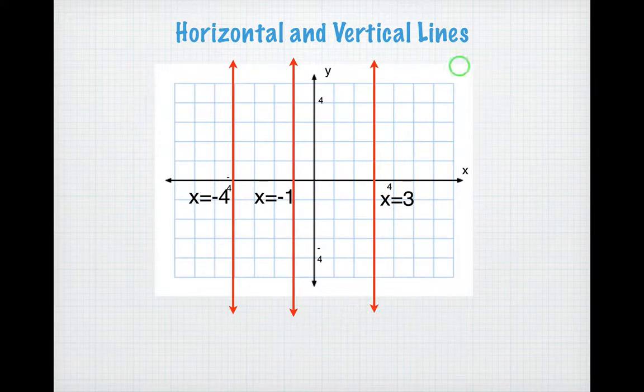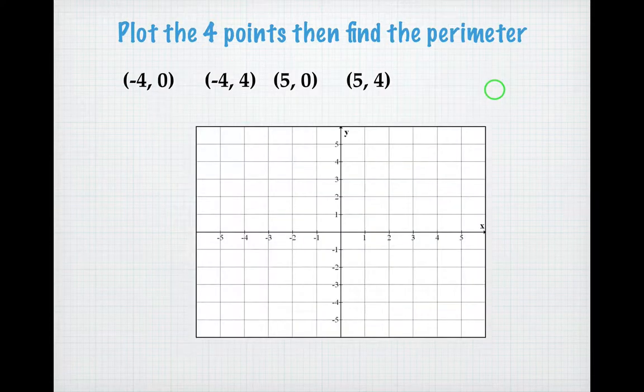Okay, so now you've got the basic information. That was just a lot of review. Hopefully you've got it. Now let's look at the problems we're going to have on our homework tonight. Problems are going to look like this. Plot 4 points. It'll give us a rectangle, or maybe plot 3 points, and it'll give us a triangle. And find the perimeter. So the first step is to plot all the points.